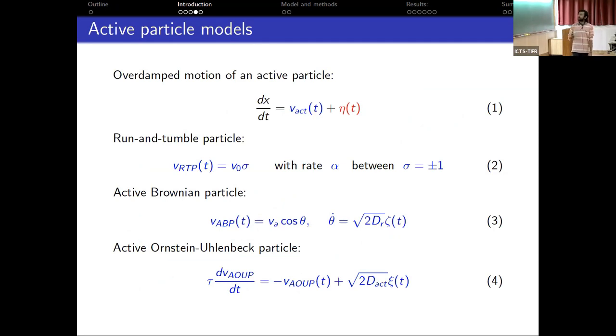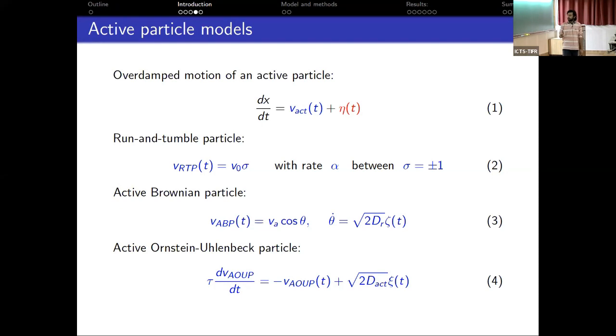Now, to look at different kinds of active particle models, we consider overdamped particle models, where dx/dt is some activity plus some external or thermal noise, eta. Three very familiar models are the run and tumble particle, where v_RTP is V0 sigma, where sigma is a noise given by plus and minus 1 and it switches with some rate alpha. For active Brownian particles, the velocity is some active velocity times cos theta, where theta is the rotational direction, and this changes with time with some rotational diffusion constant D_r.